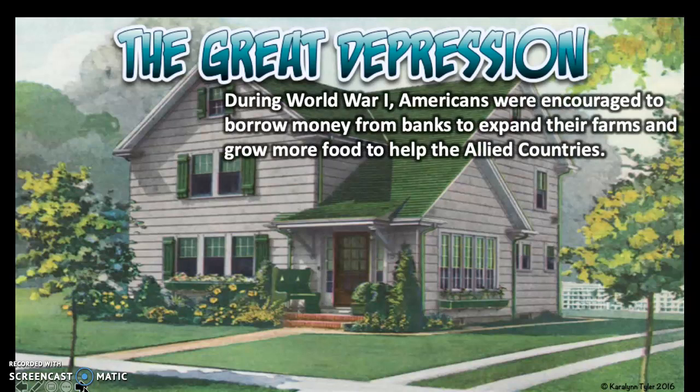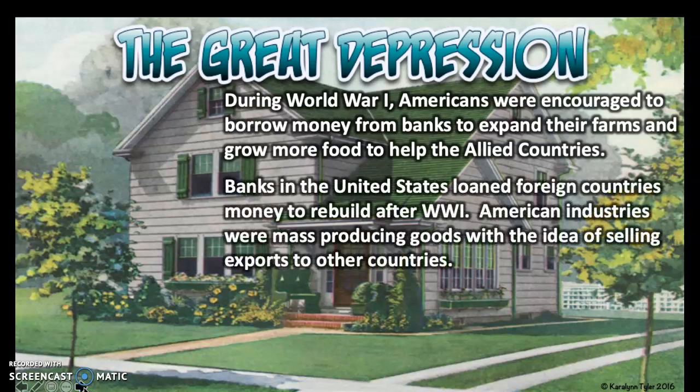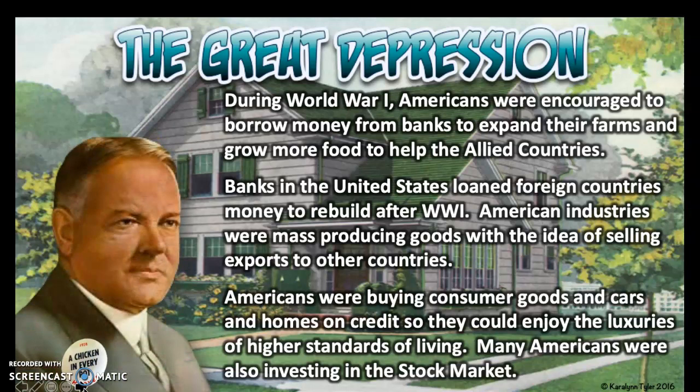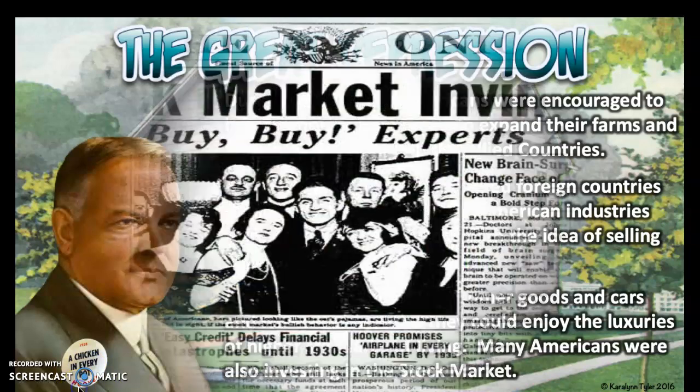During World War I, Americans were encouraged to borrow money from banks to expand their farms and grow more food to help the Allied countries. Banks in the United States had loaned foreign countries money to rebuild after World War I. American industries were mass-producing goods with the idea of selling exports to other countries. Americans were buying consumer goods and cars and homes on credit so they could enjoy the luxuries of higher standards of living right now instead of waiting. And as we talked about, many Americans were also investing in the stock market. Now, in each one of those examples, there's a risk involved. And so we're going to go ahead and talk about some of those today.